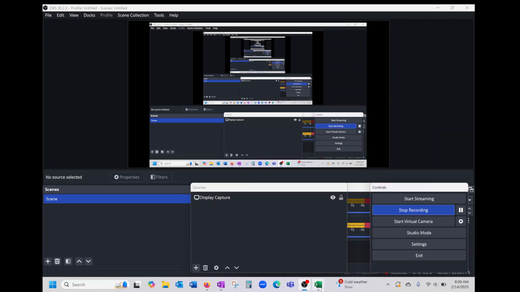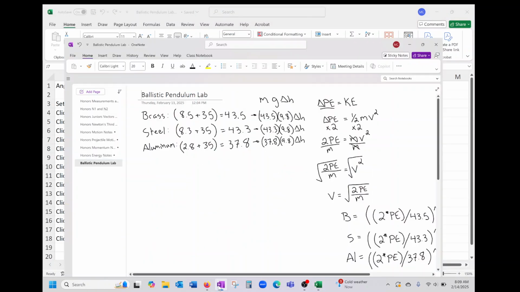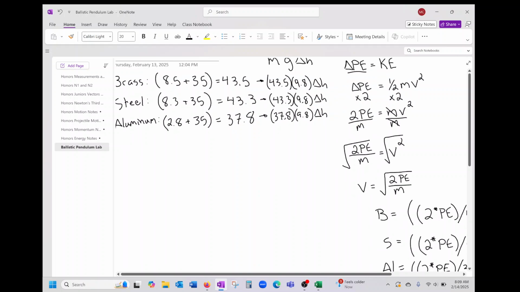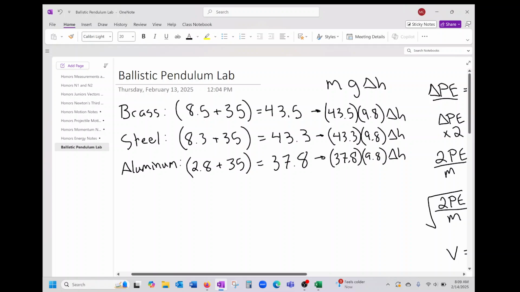All right, guys, we're going to go ahead and go through how to wrap up this lab. So what we should have at this point is sheet 1, which should have all your launches, your angles, and then your heights. So what we have to do next is calculate the potential energy of each shot.